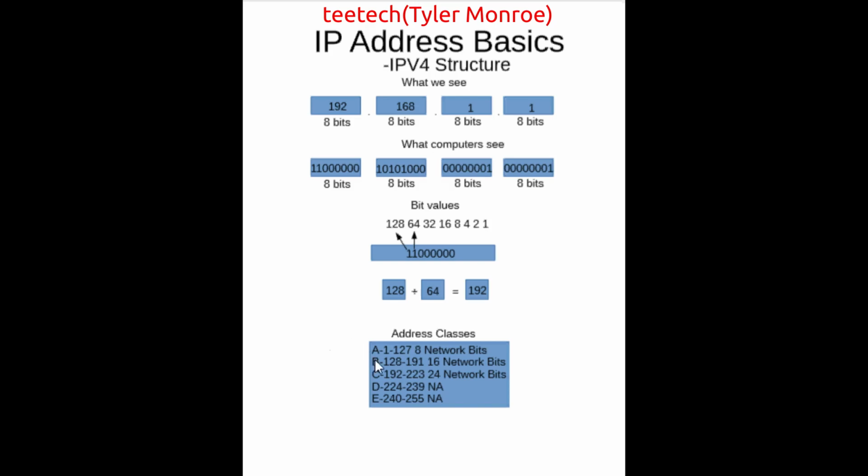So our classes: Class A is 1 through 127. Class B is 128 through 191. Class C is 192 through 223. Class D is 224 through 239. Class E is 240 through 255.